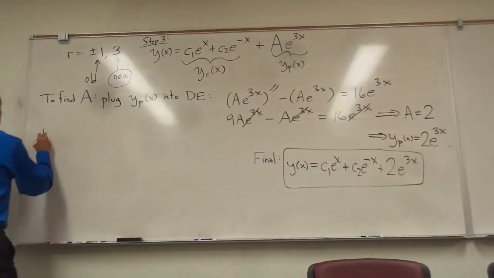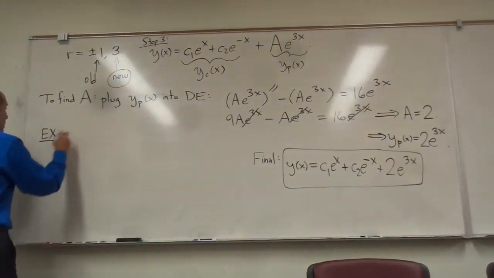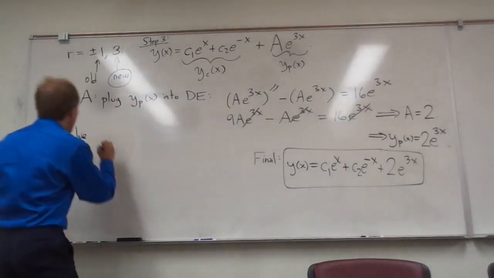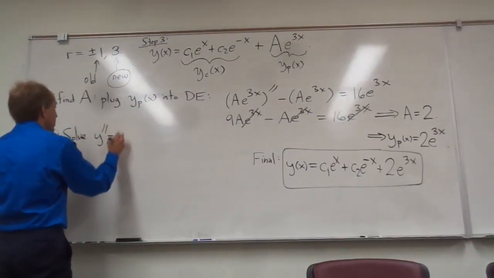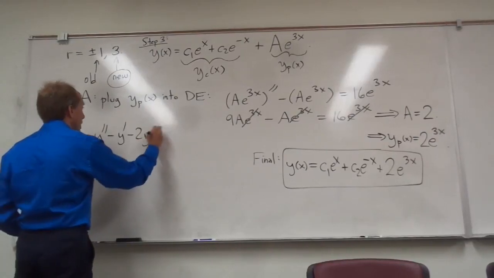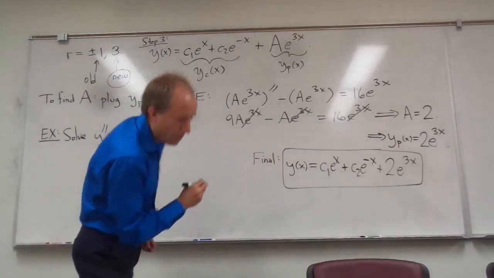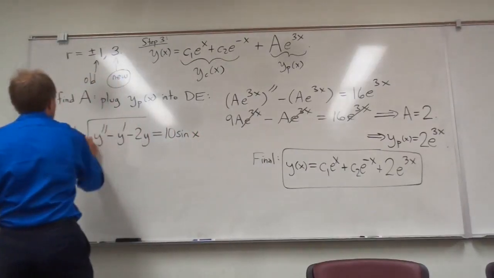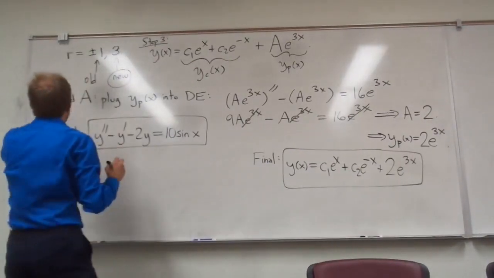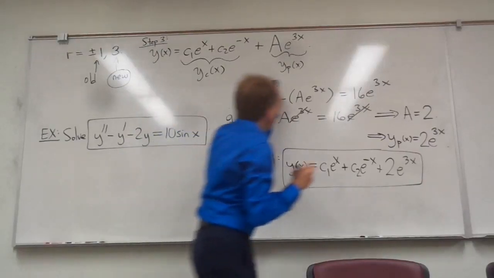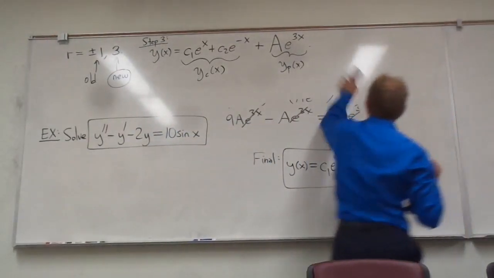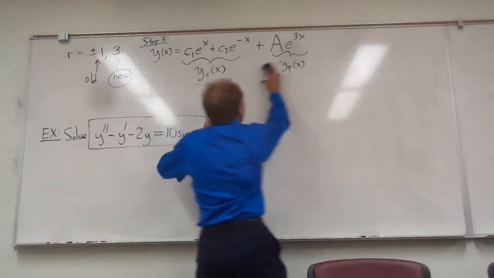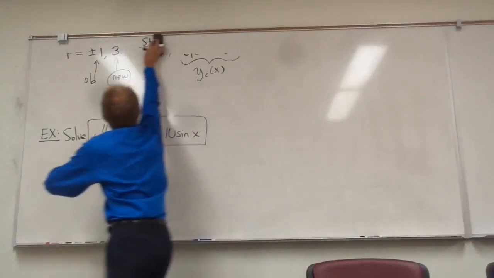So here's an example. Let's solve the equation y double prime minus y prime minus 2y equals 10 times the sine of x. Let's try this particular problem here. Let me get everything else out of the way. You can always go back and rewind later if you need a little bit of extra help with this.